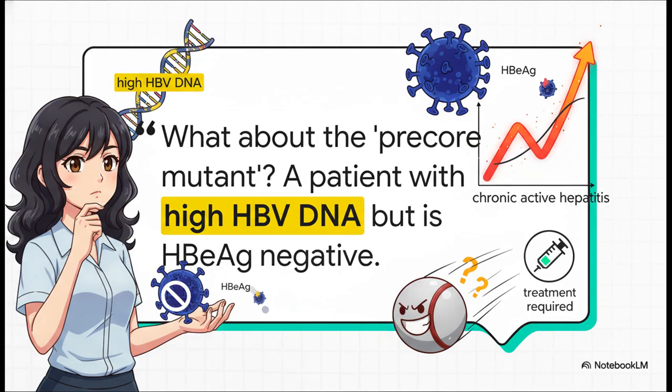Another fantastic high-level question. The Precore Mutant. This is a tricky one. It's a version of the virus that has a mutation, so it just can't make HBeAg. The lab results look really weird. The patient is HBeAg negative, which should mean low replication, but then you look at their HBV DNA and it's through the roof. This is a dangerous, active chronic hepatitis that needs treatment, and it's a favorite curveball.